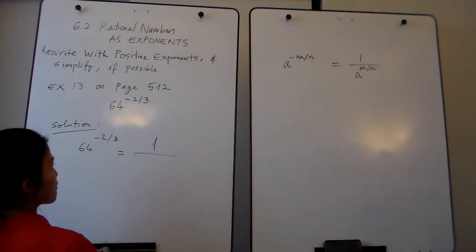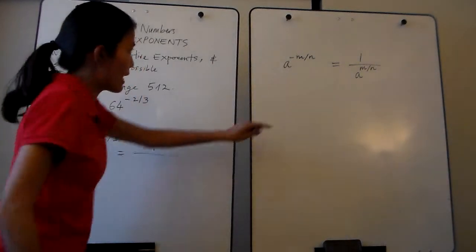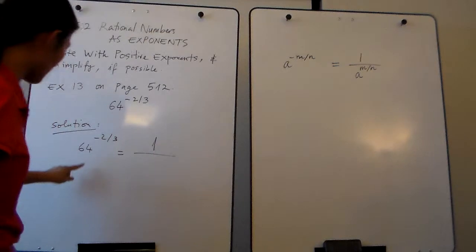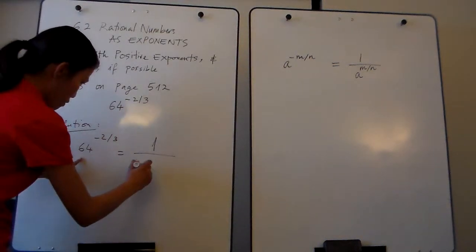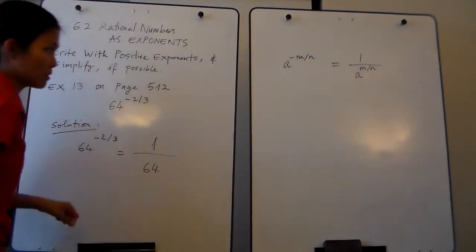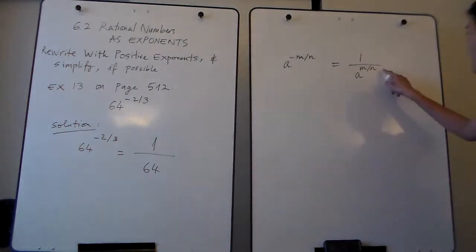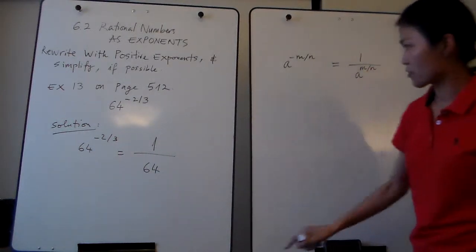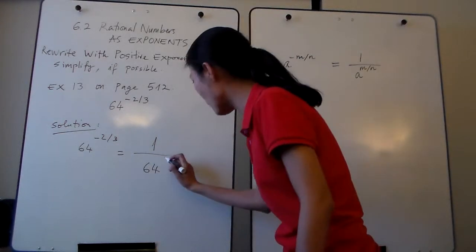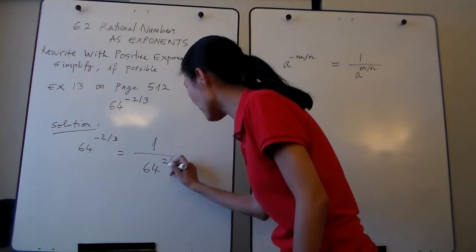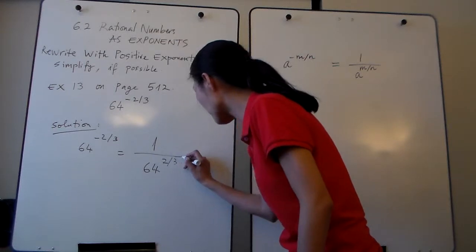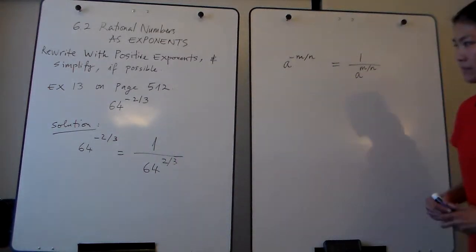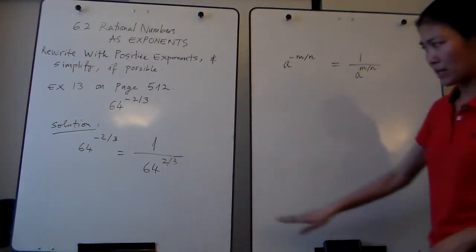1 divided by, so what is a? A is the base here, right? Which is 64 here. So 64 raised to the positive rational exponent right here. Okay? So negative 2 divided by 3. Now we have positive 2 divided by 3. Okay. All right. Looks like we can simplify.